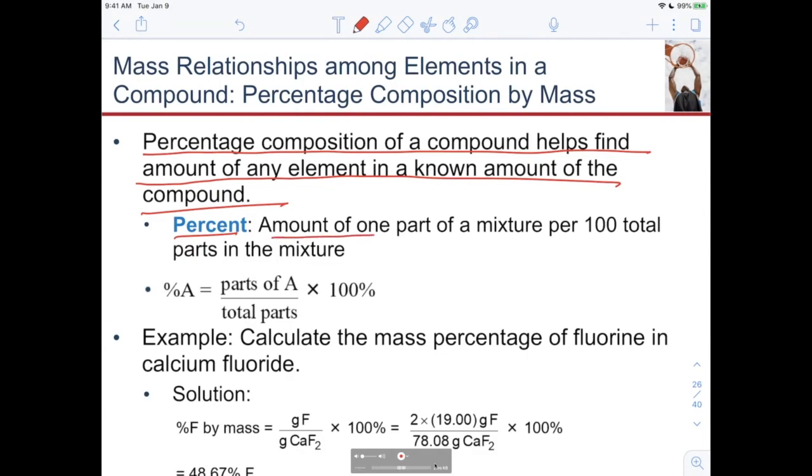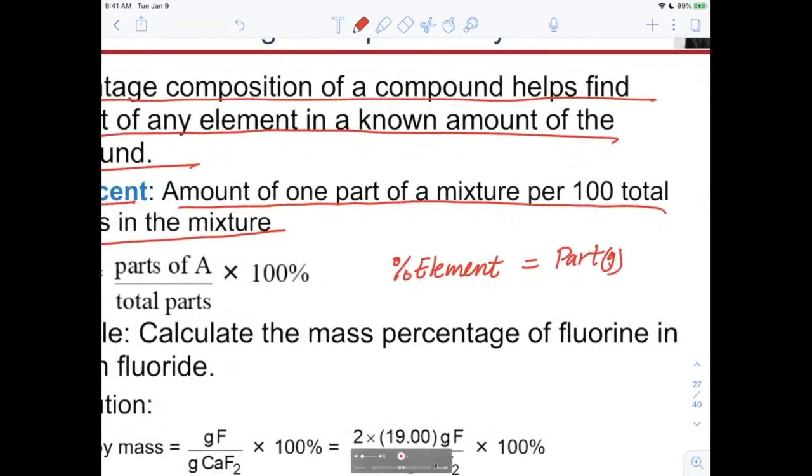Percent is the amount of one part of a mixture per 100 total parts in the mixture. When I say percent of the element, usually the part over the whole times 100. So percent of the element, which you need to know, is the part, the same unit. So if we're dealing with mass, right? Part in grams over whole in grams times 100.